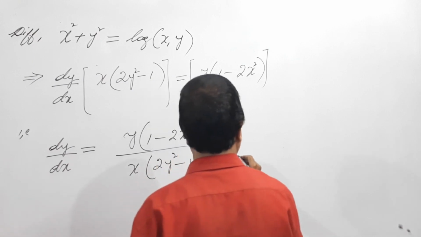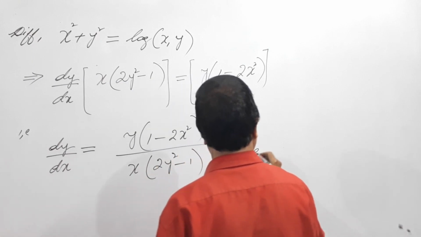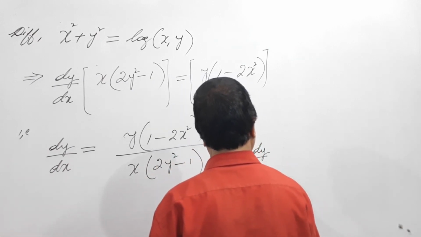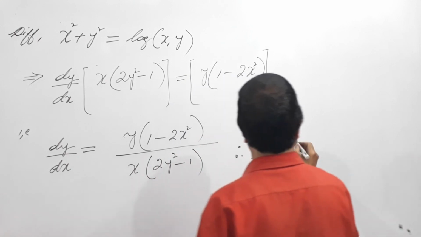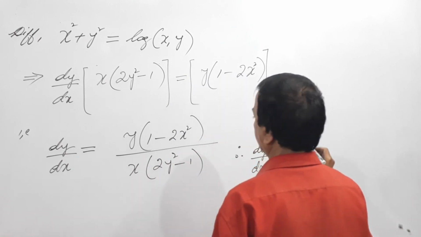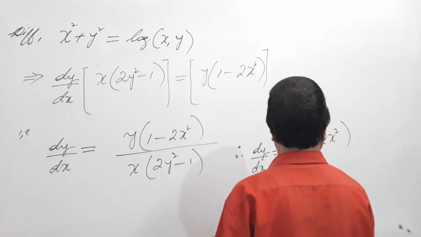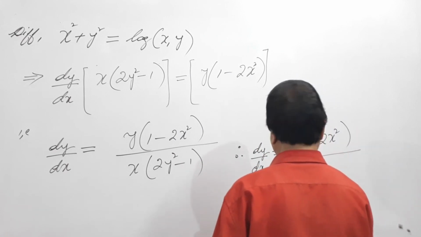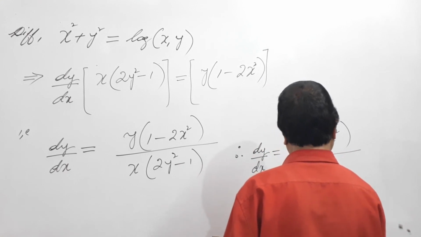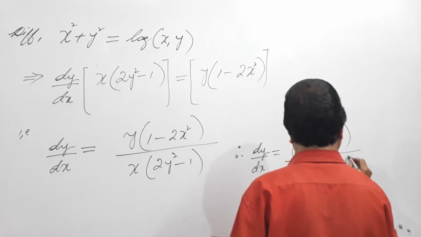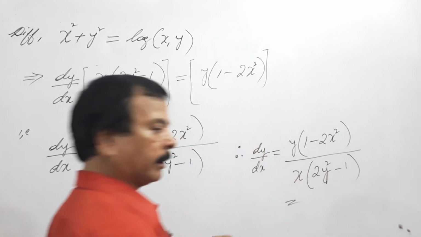Therefore, dy by dx equals to y into 1 minus 2x square divided by x into 2y square minus 1. This is the required answer.